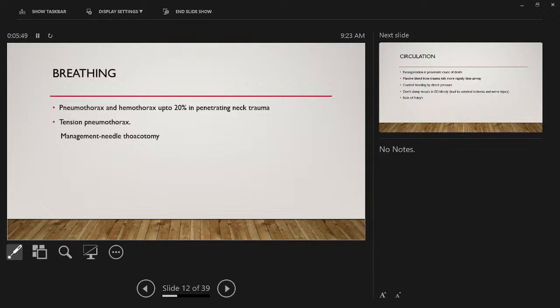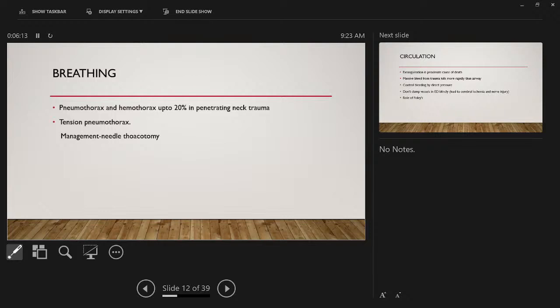Hypotension, bradycardia, raised JVP. Absent heart sound, breath sound. Nice. So as we know, the triad for tension pneumothorax is raised JVP, decreased breath sound, and hypotension.